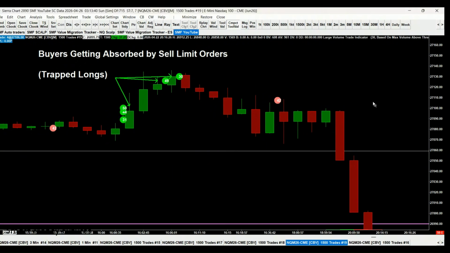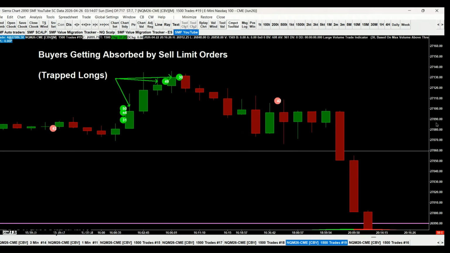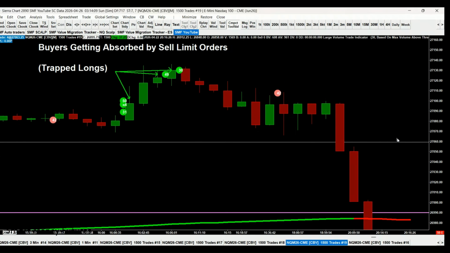But this is where traders make the first major mistake. A large green bubble does not automatically mean bullish, and a large red bubble does not automatically mean bearish. Order flow only matters when it is read in context. The real question is, where did the size appear? Was it at value high? Was it at value low? Was it near POC or VWAP? Was it near a prior high or low? Was it after a liquidity sweep? And most importantly, did price continue or did it immediately fail?